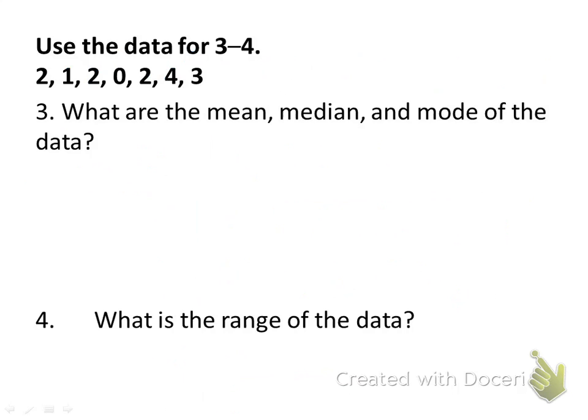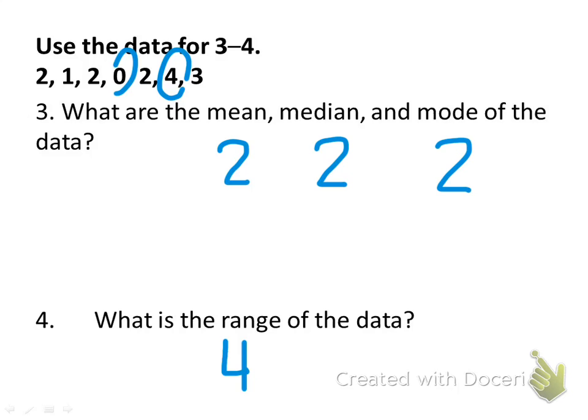Okay, the answer to number 3, the mean was 2, the median was 2, and the mode was 2. What was the range? Well, the range was 4 because we subtracted 4 minus 0, which gave us 4.